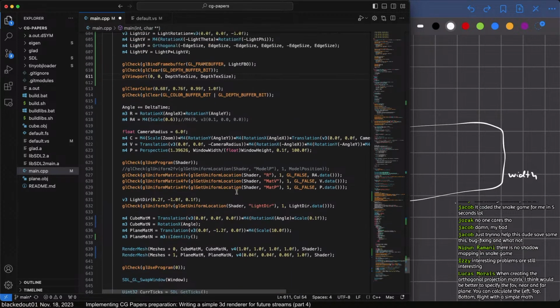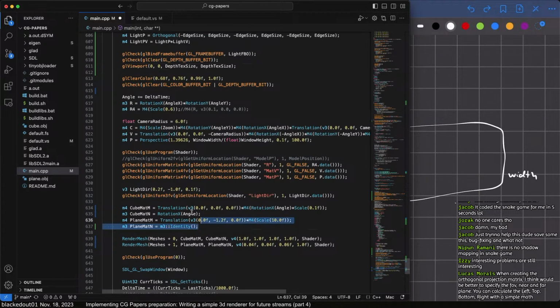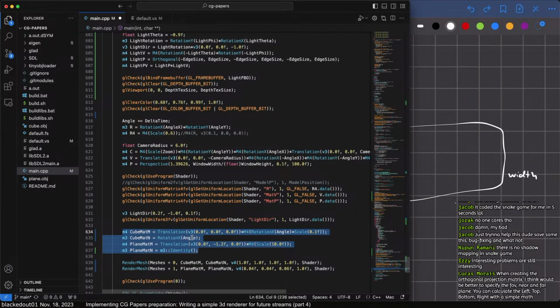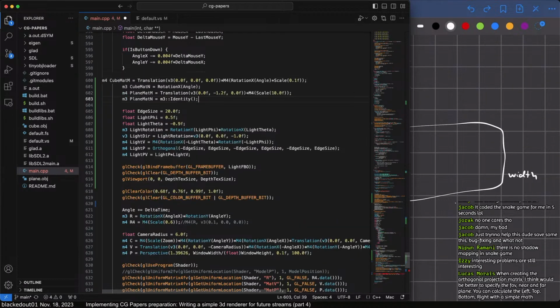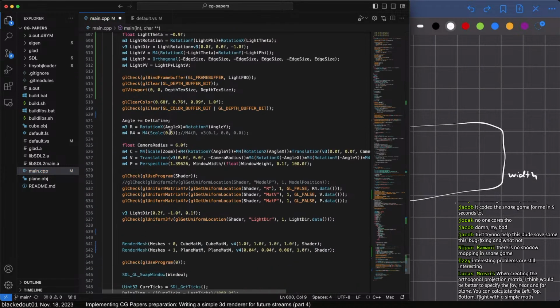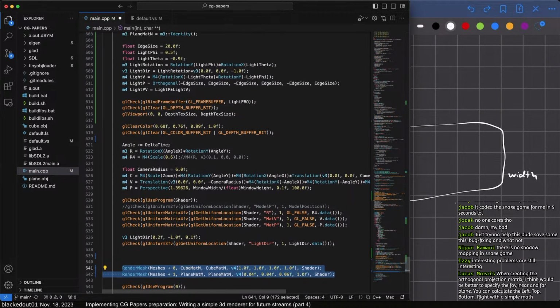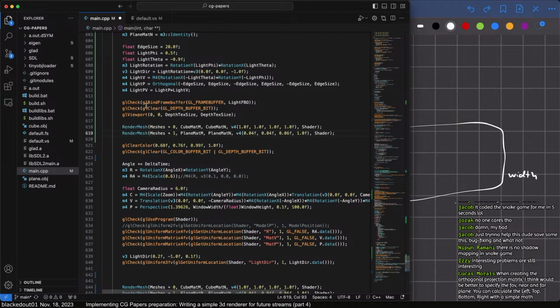Yeah, and now we could actually already draw our, let's move these up here. We could draw the scene into the light FBO. The only problem is we don't have the correct shaders. So yeah, we also need to quickly create some basic shaders.